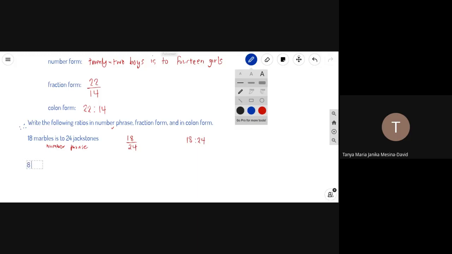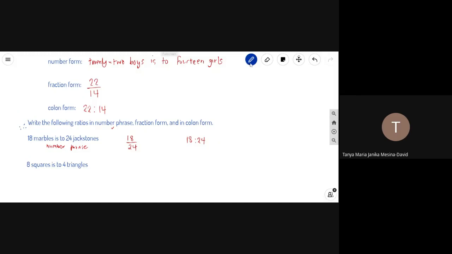Let's have 8 squares to four triangles. And put this one into a number phrase because this is already the number phrase. Or we can put 18 and 24 and 8 and 4 into words.